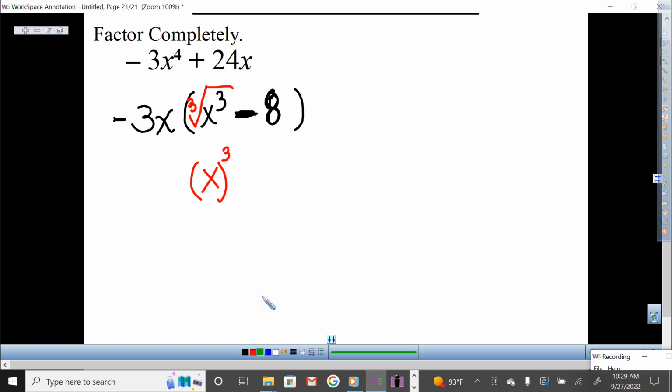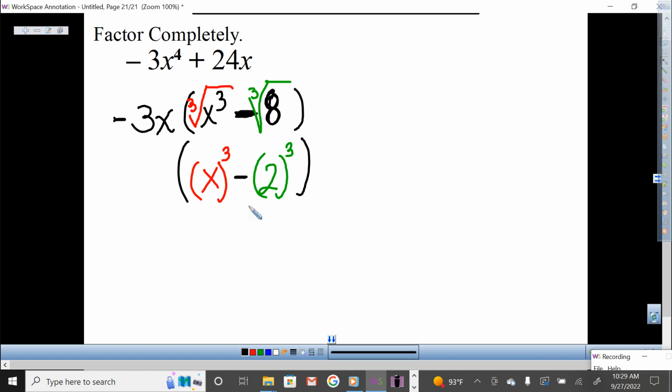Okay. Can I take the cube root of 8? Yeah, one number times itself 3 times gives us 8. 2 times 2 is 4 times 2 is 8. So that means I can write that as 2 to the 3rd power. Is that correct? Yes? Okay, before you copy, check this out. So that means that I do have a difference of cubes.